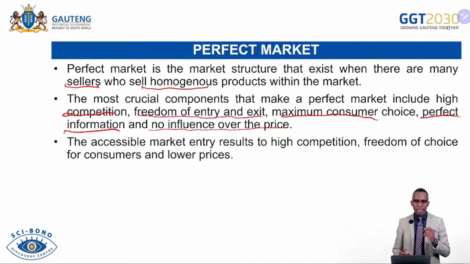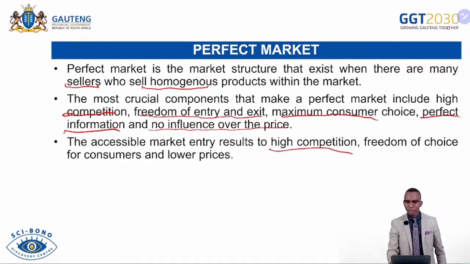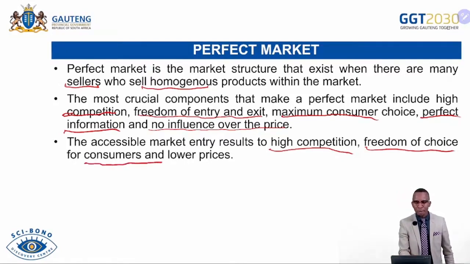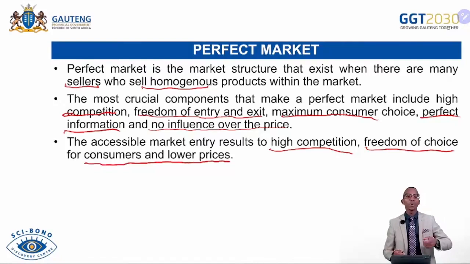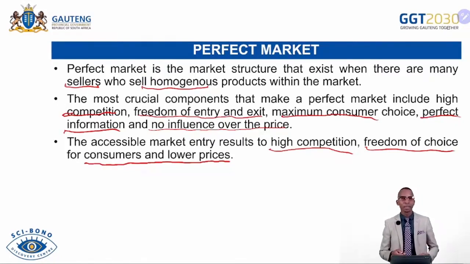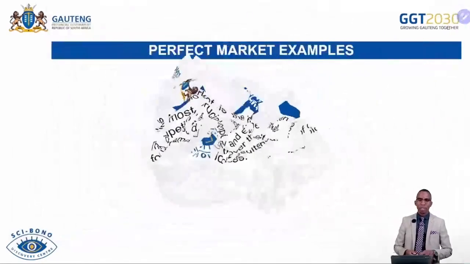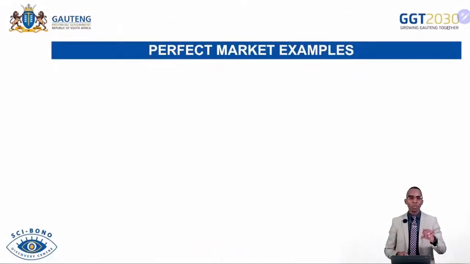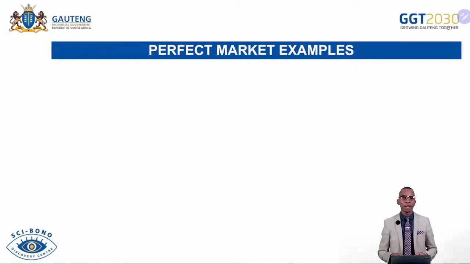So the accessible market entry results in high competition within this kind of market. With freedom of choice, consumers are free to buy from whichever supplier within the market, and lower prices prevail because there is a high output level available within the market. That simply means consumers cannot be exploited onto higher prices under a perfect market because there is high competition that allows them to choose from any supplier that exists.